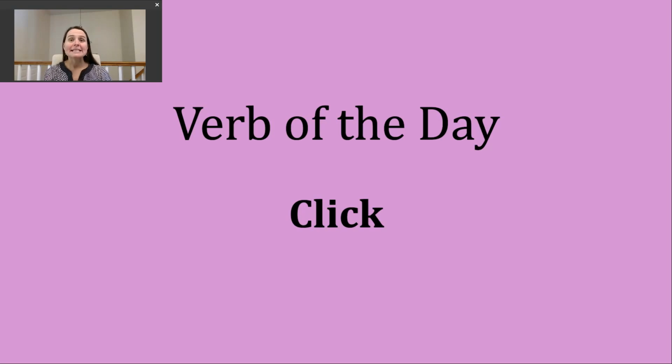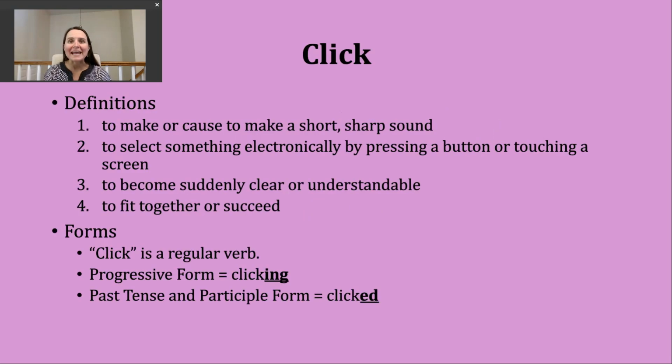Today's verb is click. Let's take a look at some of the definitions or ways that we use this verb. The first way you might hear click used is to mean to cause or cause to make a short and sharp sound. So sometimes we use this verb to describe the sound a particular machine makes. Some people will make this sound with their mouth, right? So it's short, and the idea is that it's sharp.